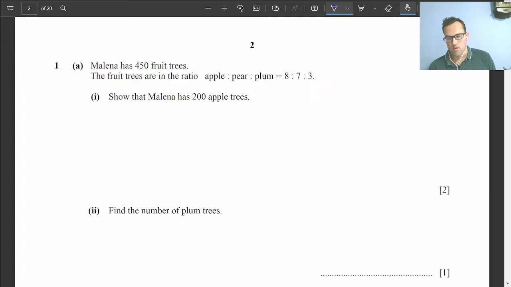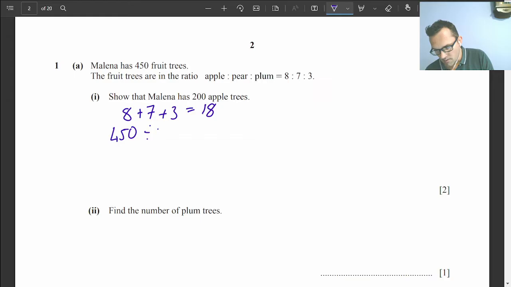Question 1a, part 1. Malena has 450 trees. The ratio is 8 to 7 to 3. So first of all, that ratio means if she has 8 apple trees, 7 pear trees, and 3 plum trees, that will give you a total of 18 trees. The thing is, though, she doesn't have 18 trees, she has 450 trees. So if we divide that by 18, we know what the unsimplified ratio is. So 450 divided by 18, 25.